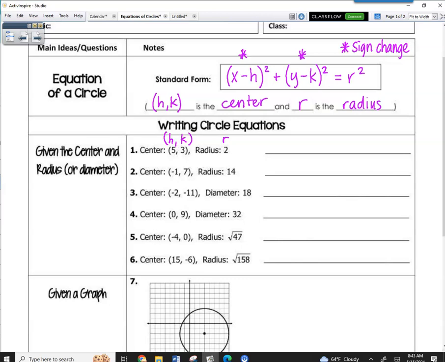Alright, so parentheses, x, what's h in here? 5, but because of the asterisk here, I'm actually going to write negative 5. You see that? Squared plus y, what's k? 3. But because of the asterisk, I'm actually going to write negative 3 squared equals, and then it's r squared.